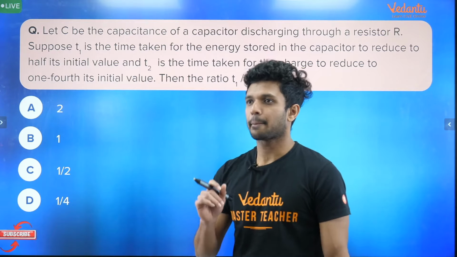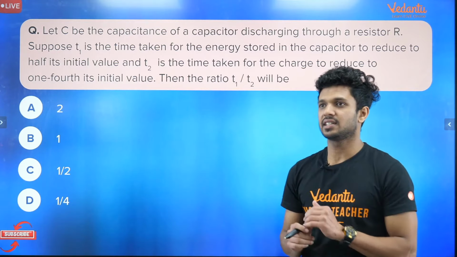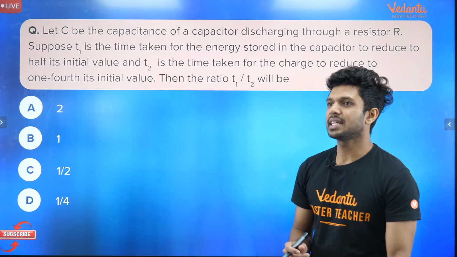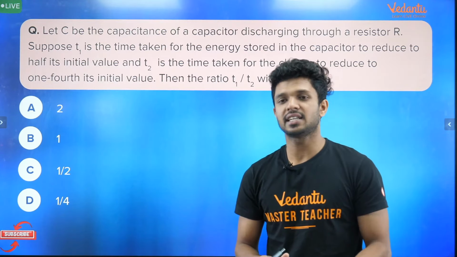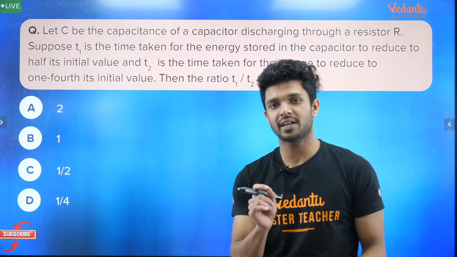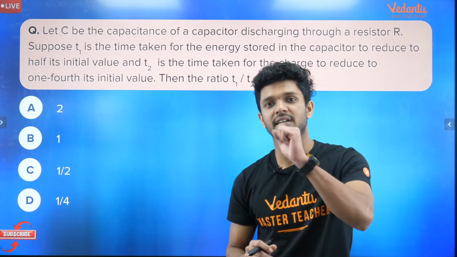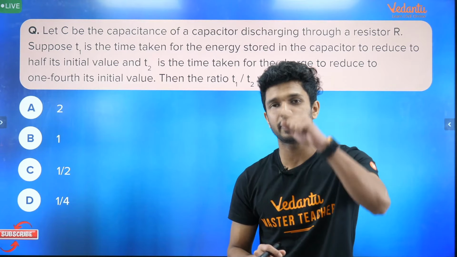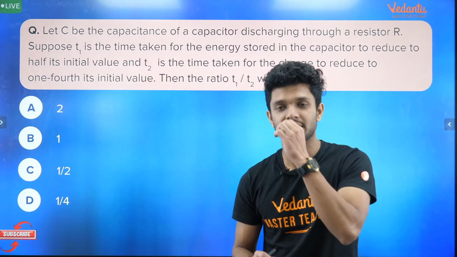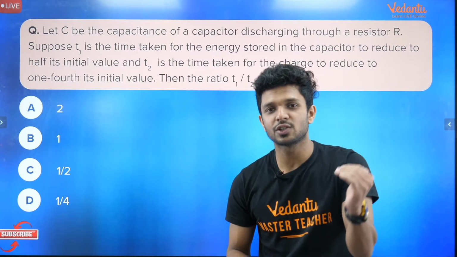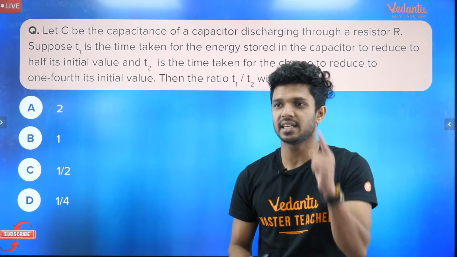So the question is, I'll read out the question, then I'll discuss the theory. Fine? Okay. So let's see the capacitance of a capacitor discharging through a resistor. So you have a capacitor and a resistor is connected across that capacitor, and if a resistor is connected across the capacitor, what will happen? The charge will be discharged, which means from the initial charge, the charge on the capacitor keeps on decreasing.